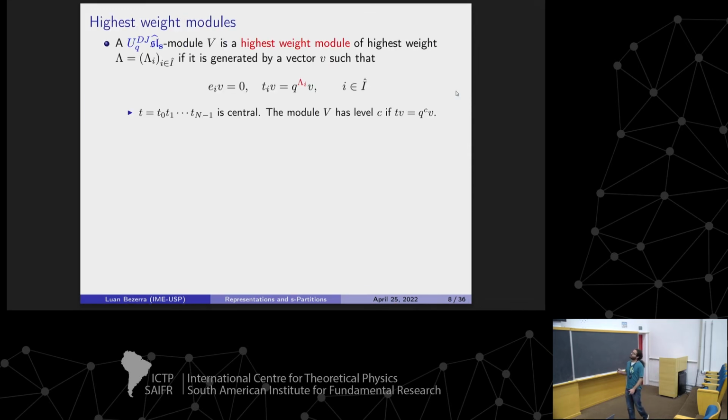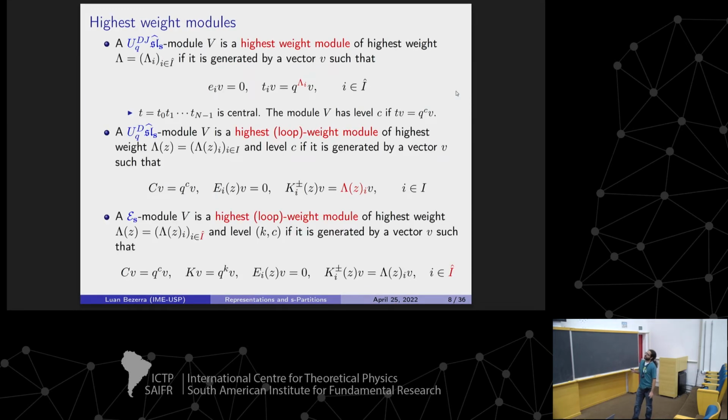Now, the type of modules that we are working with are these highest loop weight modules, which is basically the same definition as for the affine, but now we are considering i in I hat. So all the currents annihilate my generating vector, and this vector is an eigenvector of all K_i's.